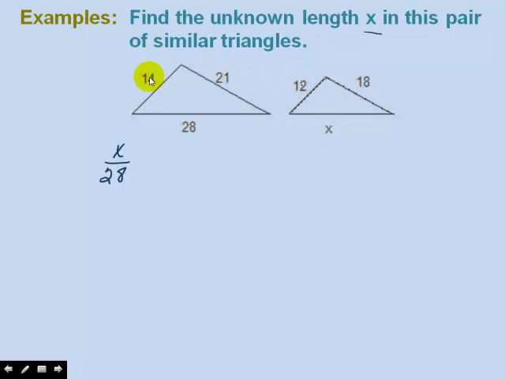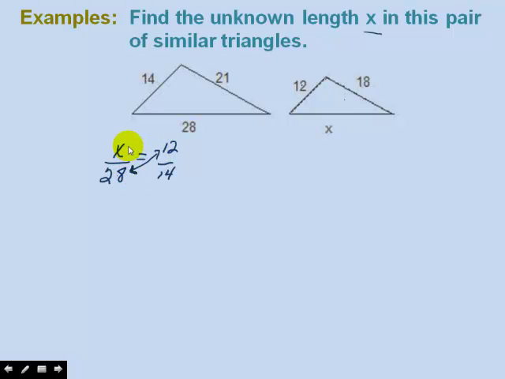So this time let's pick this side to look at. So that would give us 12 over 14. And again, it doesn't matter which way you set this up as long as these match. So notice that these two lengths both came from the smaller triangle, and these two both came from the bigger triangle, and everything corresponds there.